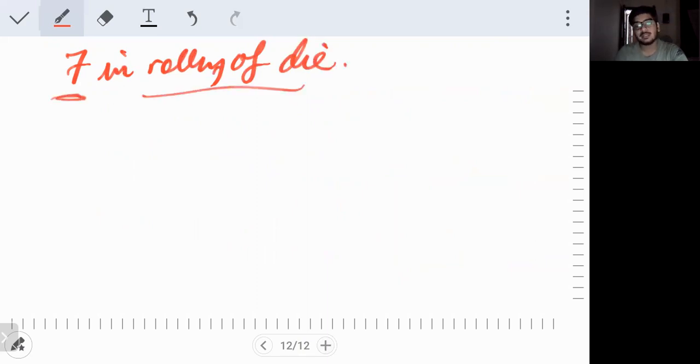When a 7 comes in the rolling of dice, right? If you take an event like today the sun will rise in the west, that cannot happen, right? The sun always rises in the east. Cannot happen. So these are the cases where we can say this is an event that cannot occur.